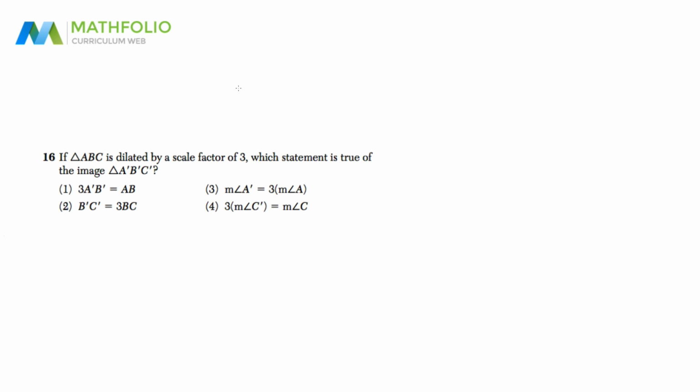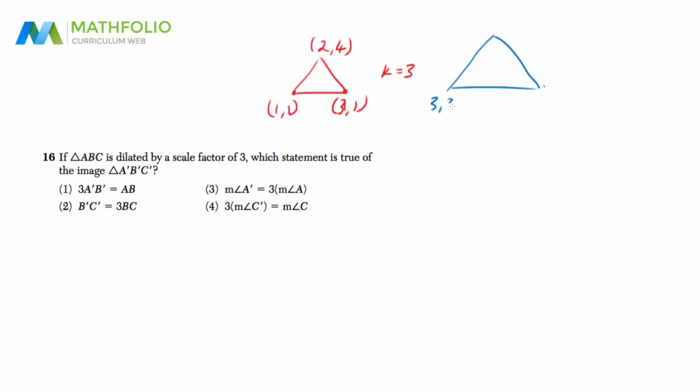Question number 16 says if triangle ABC is dilated by a scale factor of 3, which statement is true of the image of triangle A prime, B prime, C prime? So if you've got a triangle, and let's say this is 1, 1, and this coordinate over here was 3, 1, and this coordinate here was 2, 4. And you dilated this with a scale factor of 3, we can imagine that this shape changes quite a lot. It's going to grow by 3 times. So this point here is going to be 3, 3, because we multiply both of these coordinates by 3. Do the same here, so this is going to be 9, 3. And this here is going to be 6, 12, if I've multiplied that correctly.